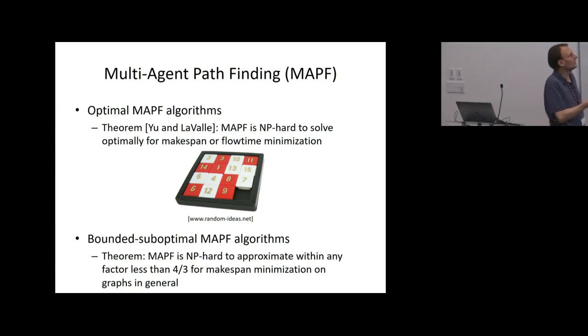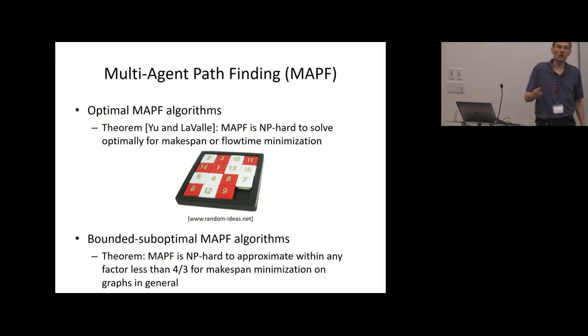We knew this for a long time because these are the 15 puzzles that your AI teacher probably tormented you with. And if you view every one of these tiles as a robot, and say, dear robot tile, move to your goal location, then you have a multi-agent pathfinding problem. We know that solving the 8 puzzle optimally is NP-hard.